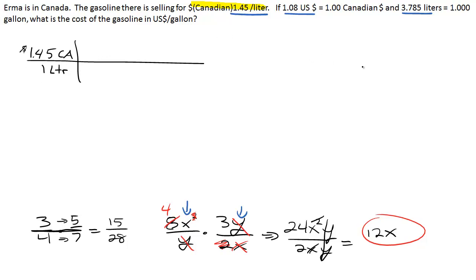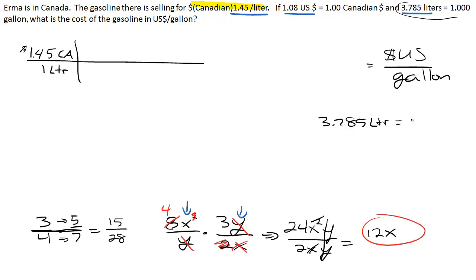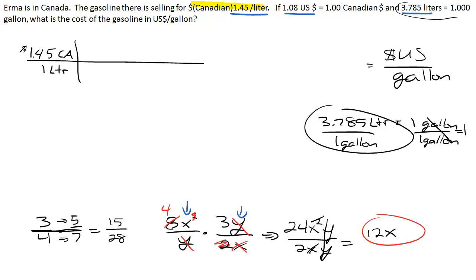Okay, now we know that our answer, when we get over here, we want it to be in US dollars per gallon. So that means we need to be canceling things out until we're left with a US dollar and a gallon. Okay, well, we've got a liter on the bottom and we need a gallon, and we've got this bit of information right here. So we know that we have this relationship that 3.785 liters is equal to 1 gallon. Well, that means if I divide both sides by 1 gallon, then doesn't this just equal 1? So this fraction is now equal to 1.